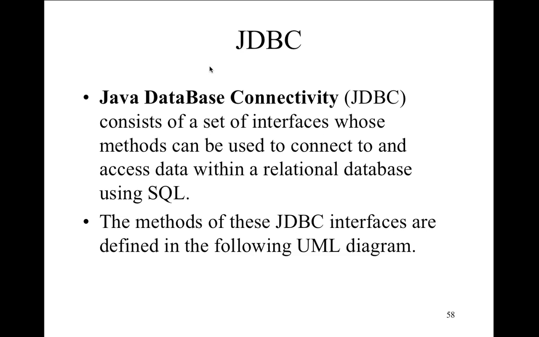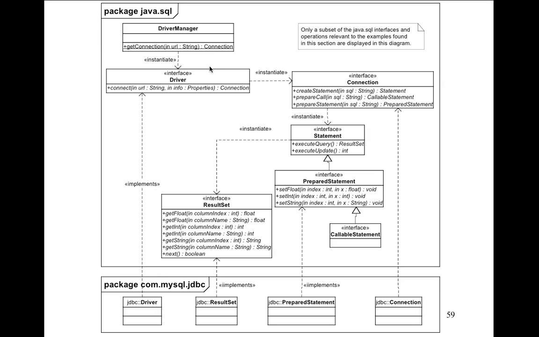So JDBC is used for database connectivity, as you might imagine. Java database connectivity consists of a set of interfaces whose methods can be used to connect to and access data within the relational database model using SQL as a query language. So the methods of these JDBC interfaces are defined in the following UML diagram, and here we go. And if you understand that, you understand JDBC.